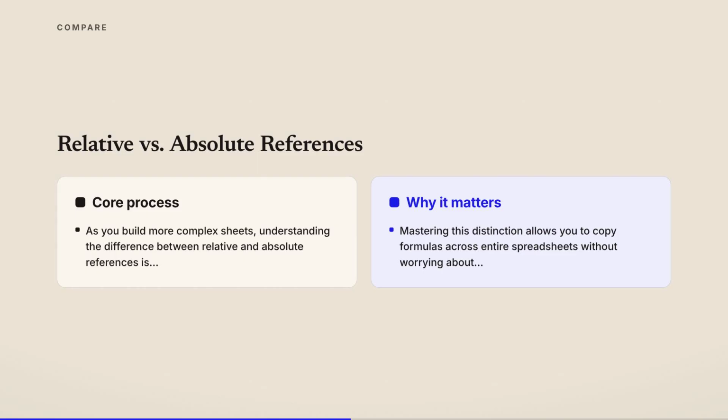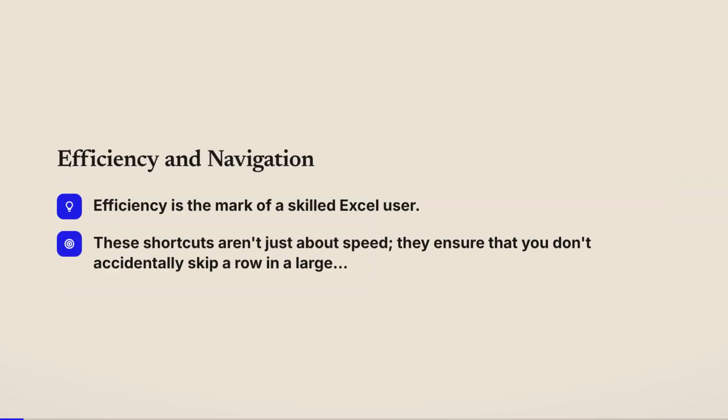However, there are times you need a reference to stay fixed, such as when referring to a specific tax rate or a single total balance cell. In these cases, you use an absolute reference by adding dollar signs, turning A1 into $A$1. The dollar sign before the A locks the column, and the dollar sign before the 1 locks the row. Mastering this distinction allows you to copy formulas across entire spreadsheets without worrying about your calculations drifting away from their intended source data. Efficiency is the mark of a skilled Excel user.